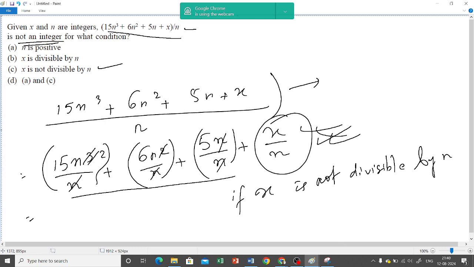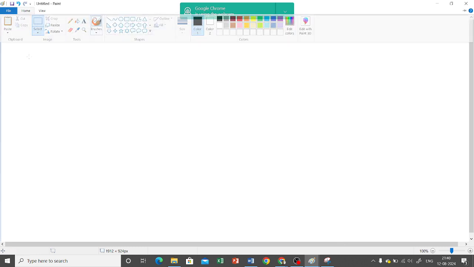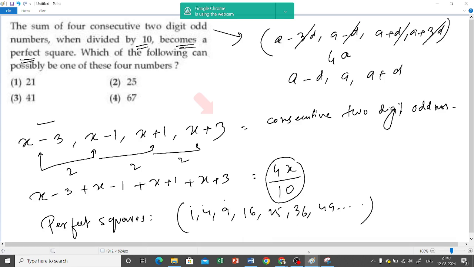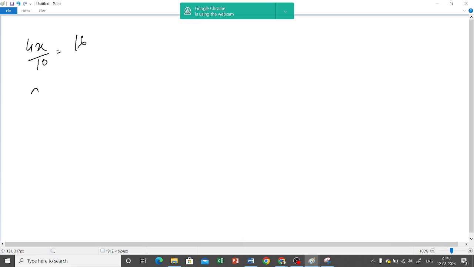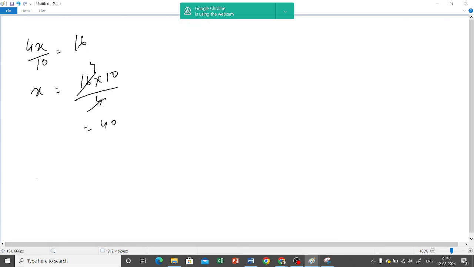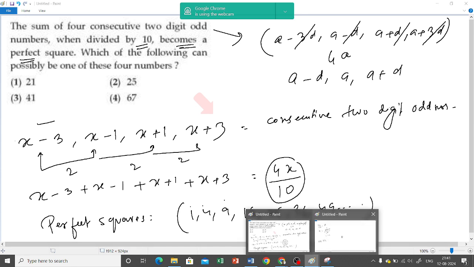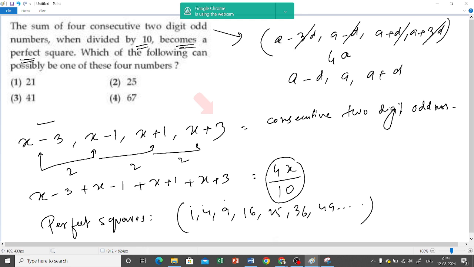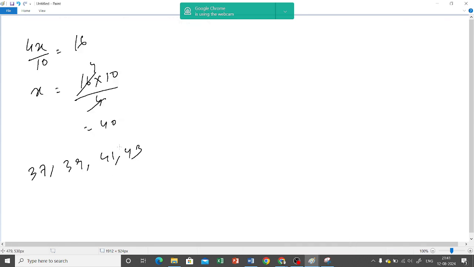So that means 4x by 10 can be equal to what? 16. So what is x? x is 16 into 10 divided by 4, that is 40. So now you see how we get the values. x is 40, so the odd numbers are 40 minus 3, that is 37, 39, 41, 43, out of which one of the numbers is 41. So from here we get 41 as the number.